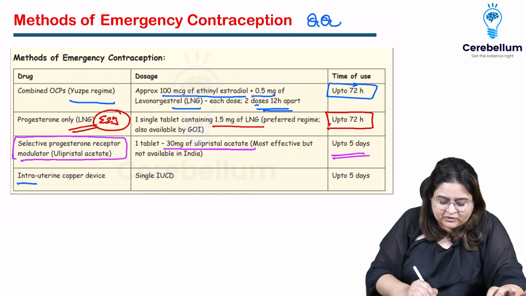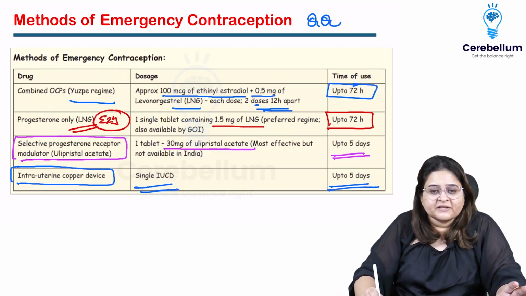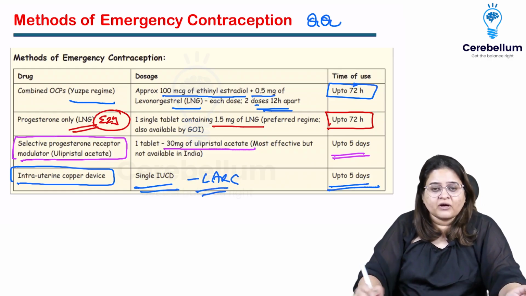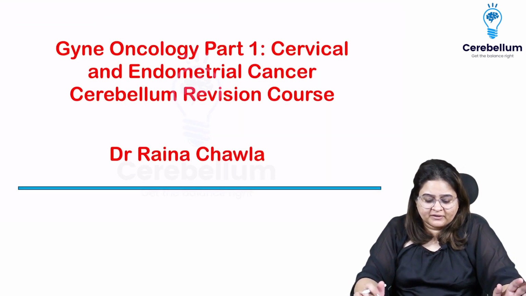And also intrauterine copper devices. A single IUCD can be inserted up to 5 days of unprotected coitus. This is preferred in those women who are also looking for a LARC, long-acting reversible contraception. Then it's best to put in an intrauterine device.